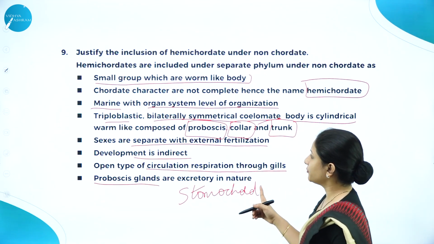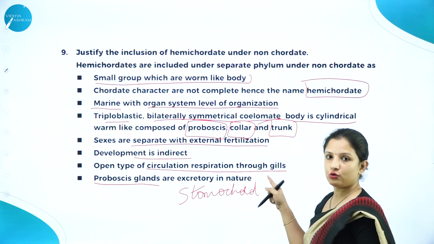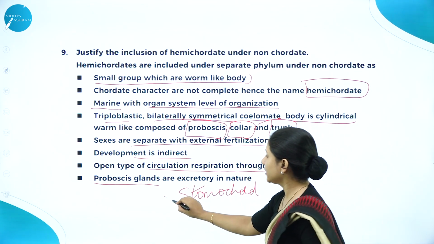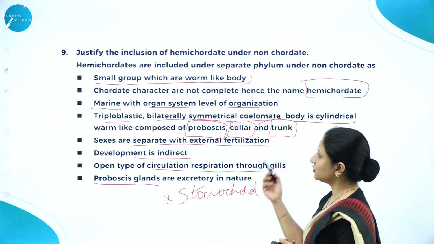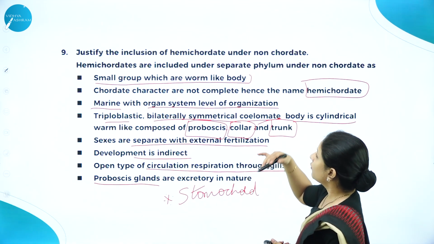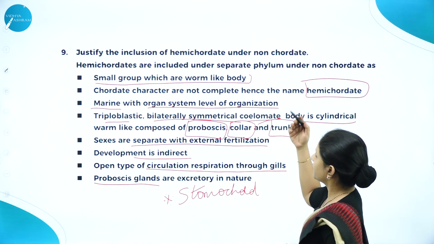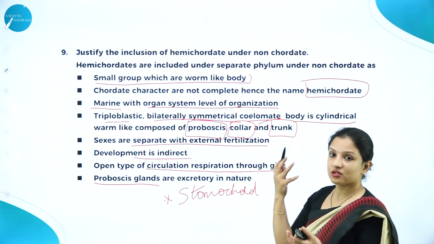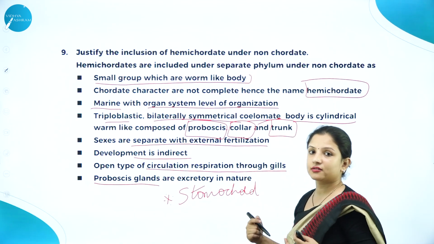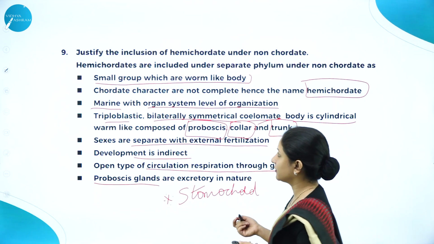So this is also very important, which has not been put here, but you have to write this point, which is very, very important. So the question can be asked this way also. Don't get confused thinking about what they have asked you, justify the inclusion of hemichordate under non-chordates. Just write the characteristics of hemichordates. That is quite enough there.